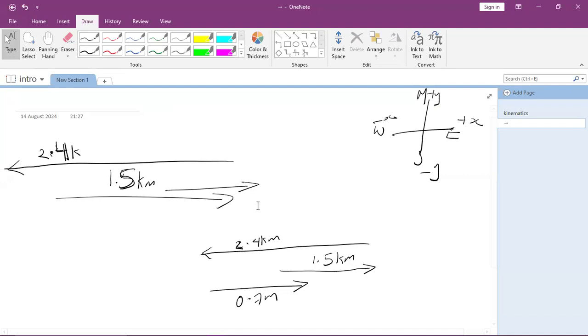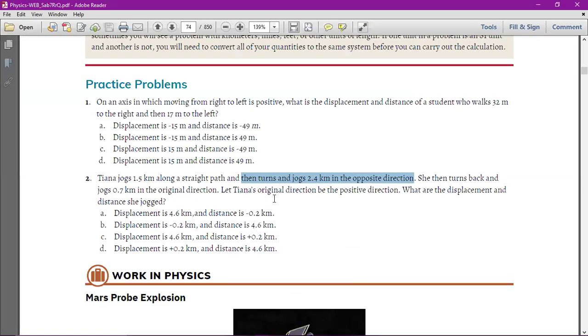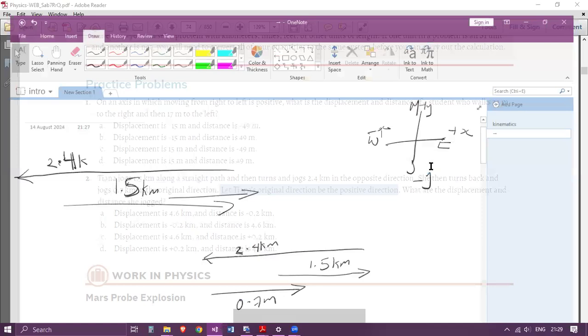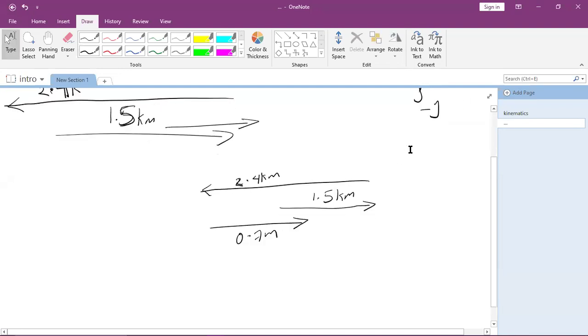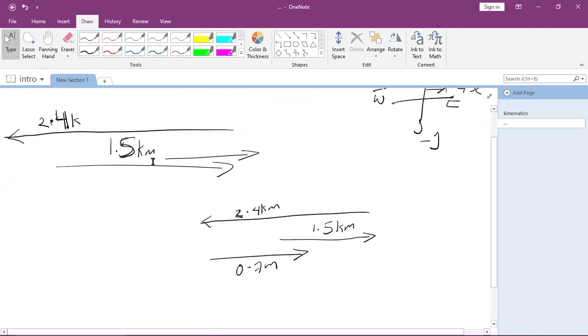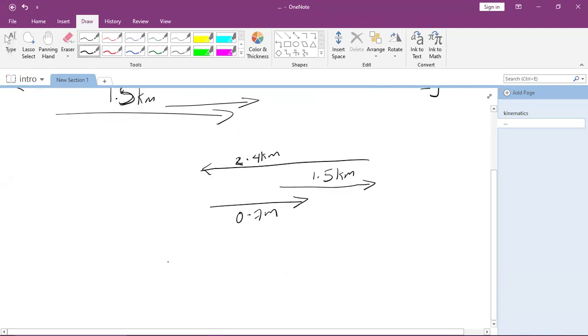All these things are just keywords, right? Let Tiana's original direction be the positive direction. So they are giving a hint that our original direction was in the positive side, which was east. Now, let me tell you the implication of this. If you observe, I drew mine this way, right? You could come and say, okay, let me draw my own this way.